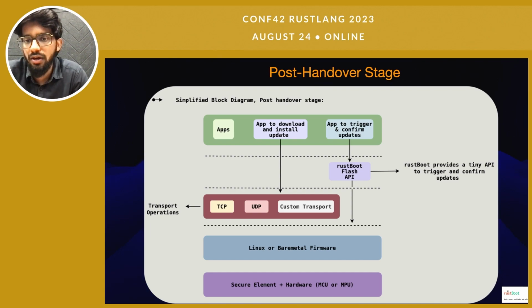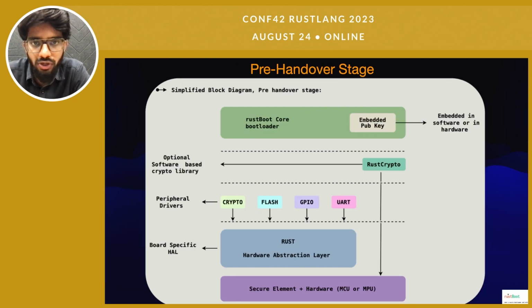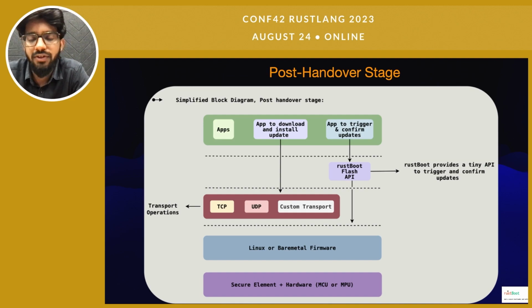So if you have any update available, how do you confirm it? It's available in your Rustboot API. Then you can download and install your app and trigger the update. This is basically in your pre-handover stage, you're going to have Rustboot complete control. In post-handover stage, you're going to have the firmware complete control.